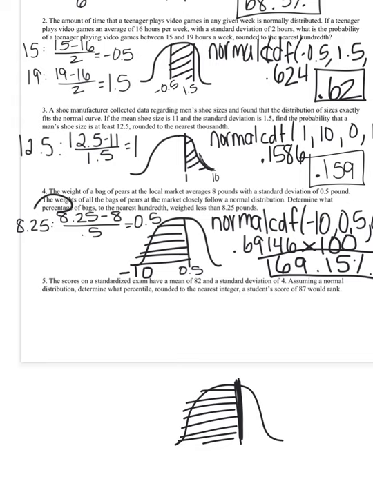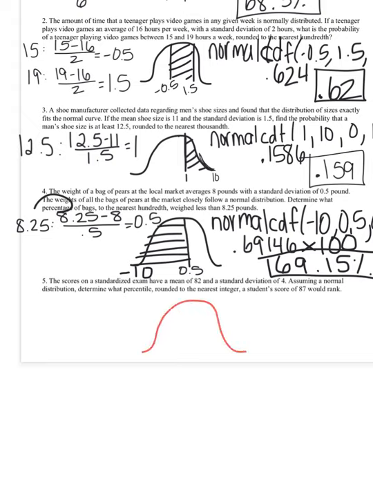Okay, so the scores on a standardized exam have a mean of 82 and a standard deviation of 4. Assuming a normal distribution, determine what percentile, so that's why I brought that up, determine what percentile rounded to the nearest integer. An integer is a whole number, right? We know that. A student score of 87 would rank. So again, this is our curve.